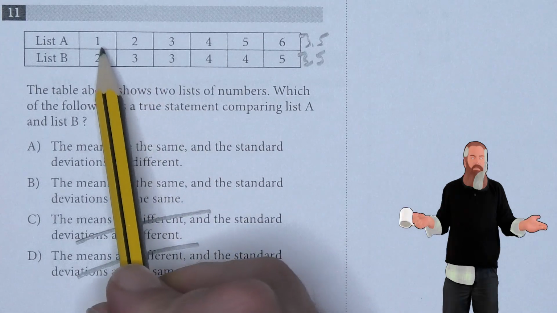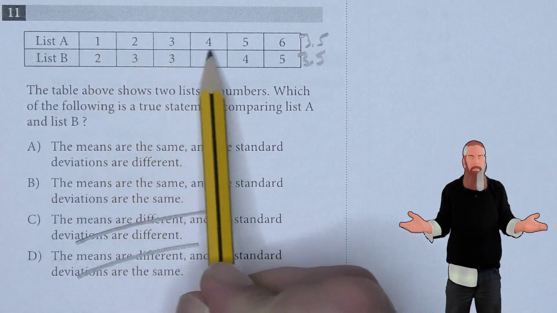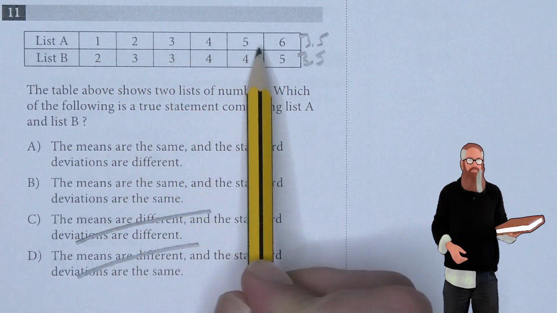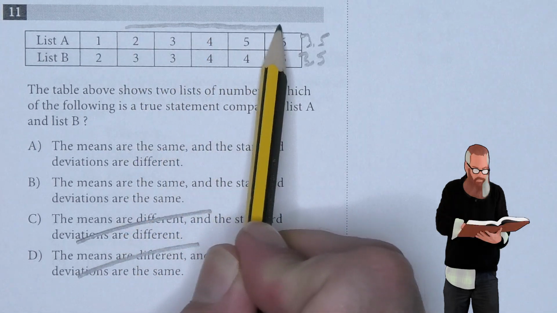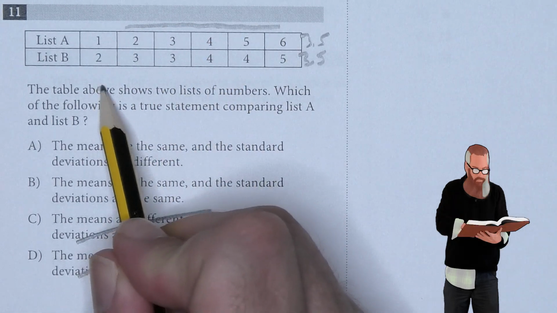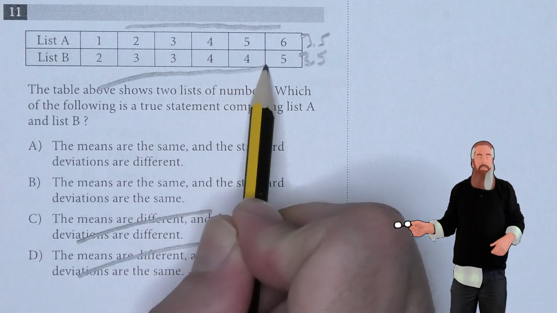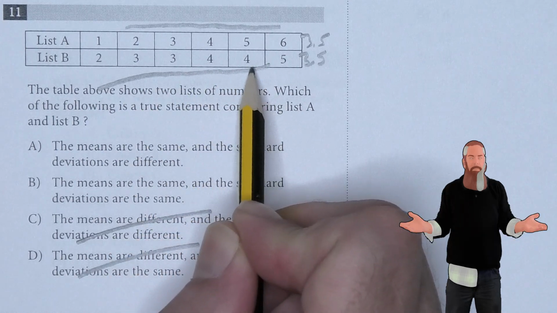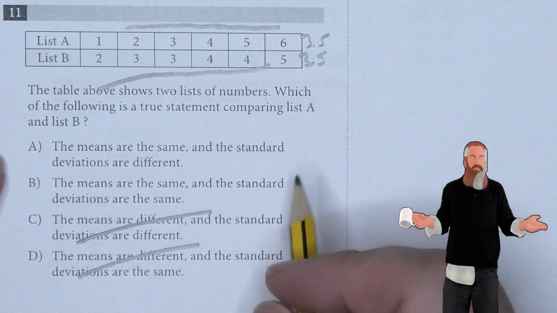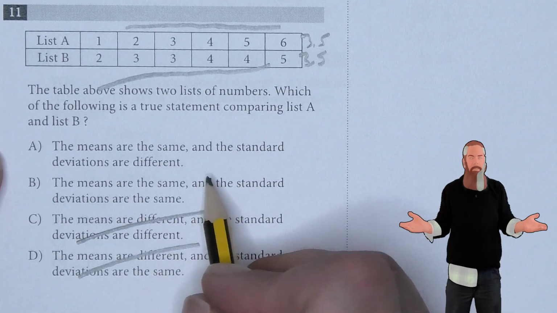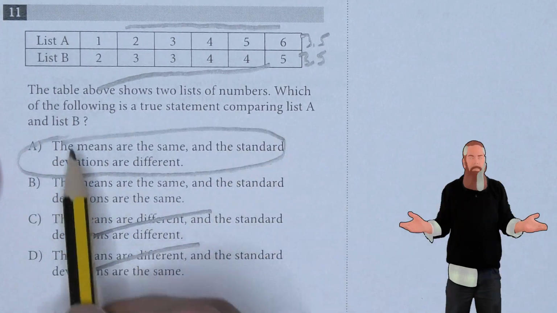Just looking at the two lists, I can see that I have a 1, 2, 3, 4, 5, 6. Very even distribution. As a graph, it would look like this, where here I would have it moving up, up, and up. So this graph would look quite different. That means that their standard deviations would be different. So A is the answer.